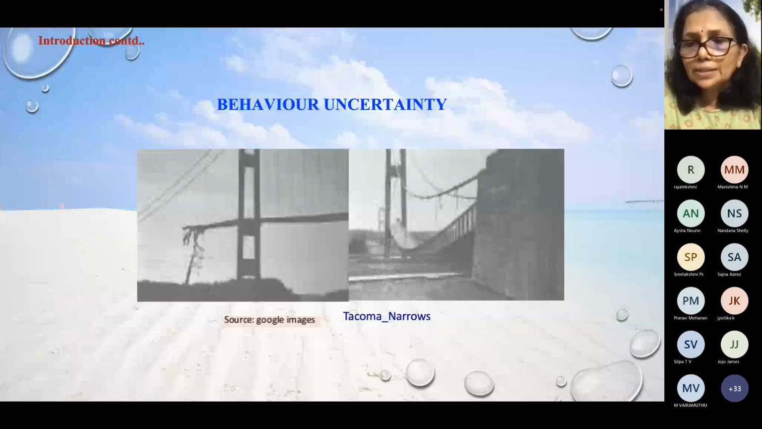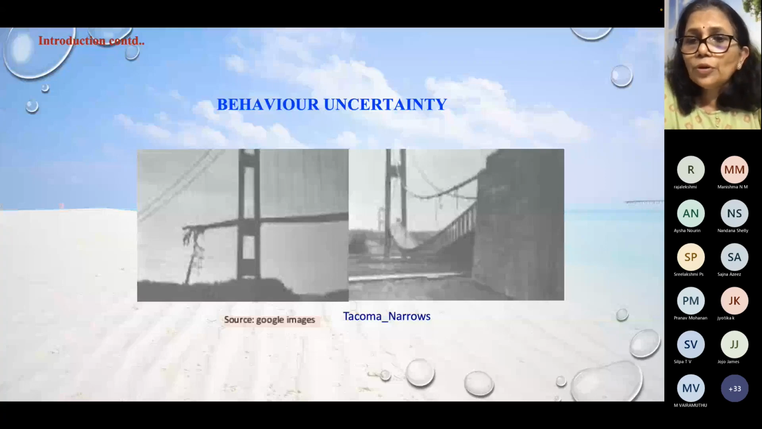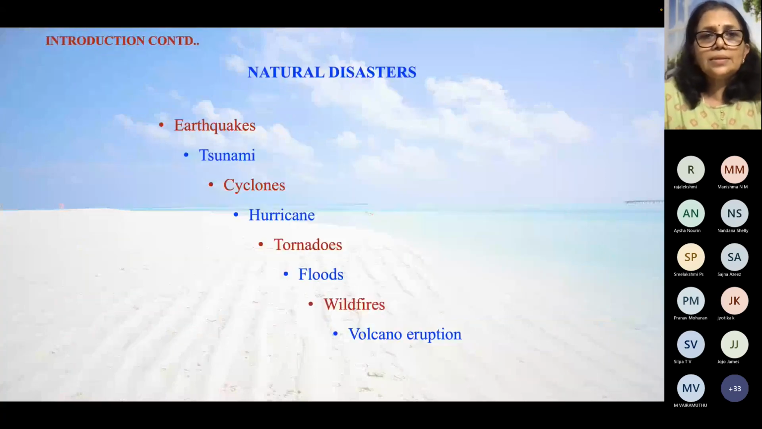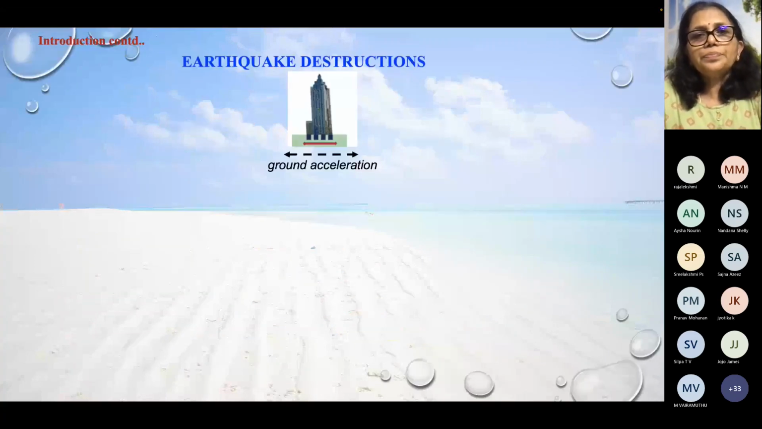Okay, this is the behavioral uncertainty. We never expect the structure to have a resonance with the external force frequency. The code says that it should be around 20 to 25% away from the natural frequency, the resonant frequency, or the frequency of the external force. But it can happen. This is beyond our control sometimes. And there are natural disasters like earthquake, tsunami, floods, wildfire, volcano eruption. So it is very difficult for us to design for these forces also.